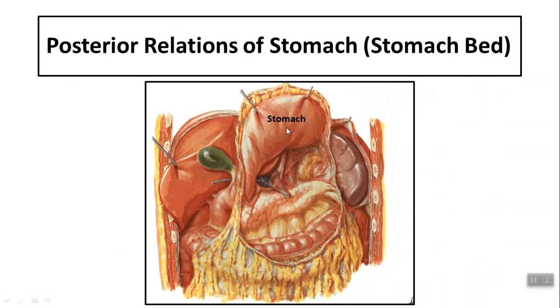What is the posterior relation of the stomach here? The stomach is dissected out and reflected up, and we can see the space that lies behind the stomach, which is the space of the lesser sac. The stomach rests on what we call the stomach bed. The stomach bed is formed of the spleen, upper part of the left kidney with the suprarenal gland, the pancreas, transverse mesocolon, and the transverse colon.